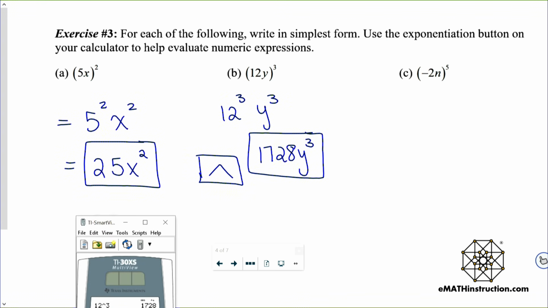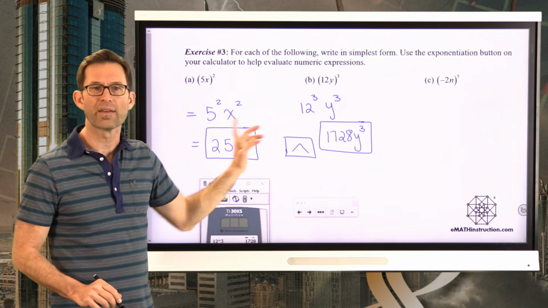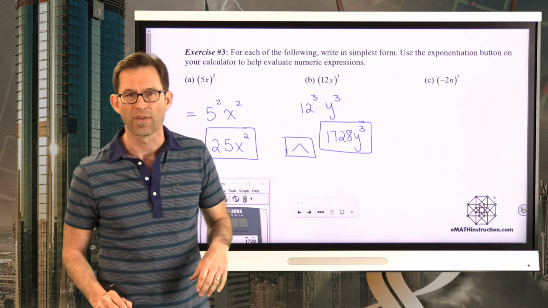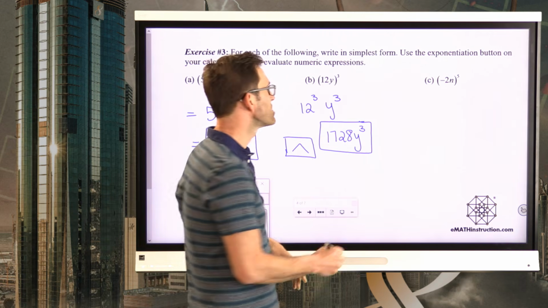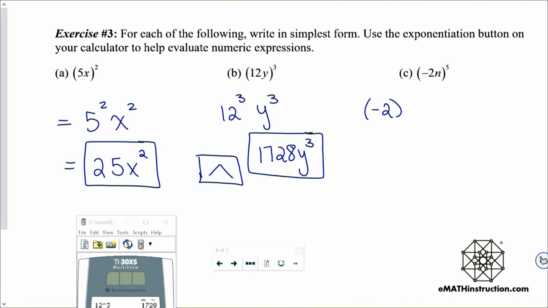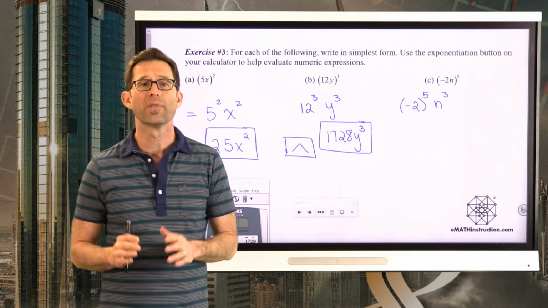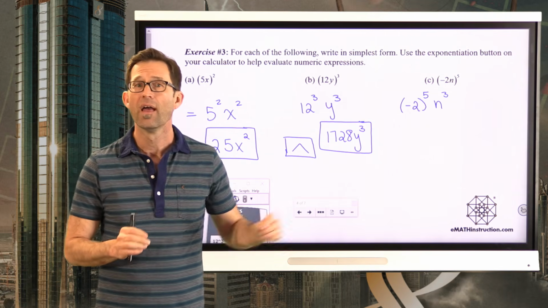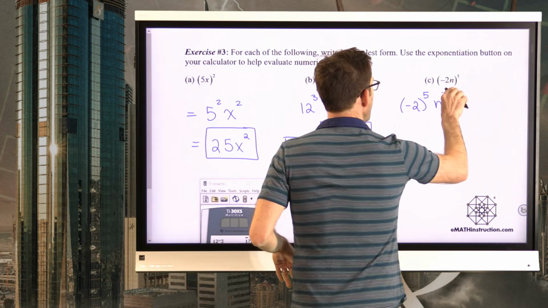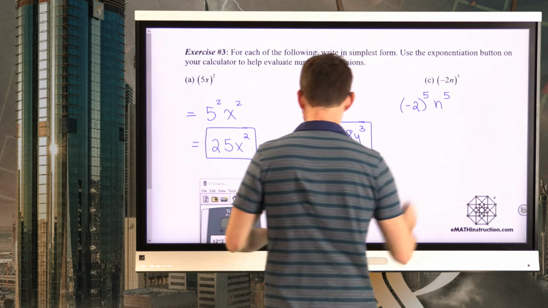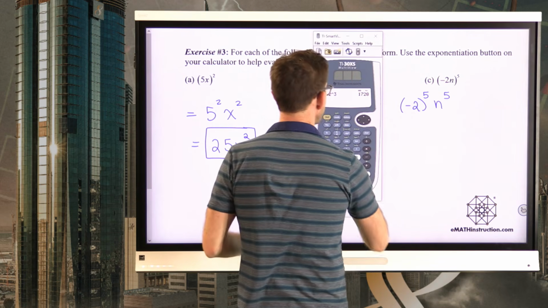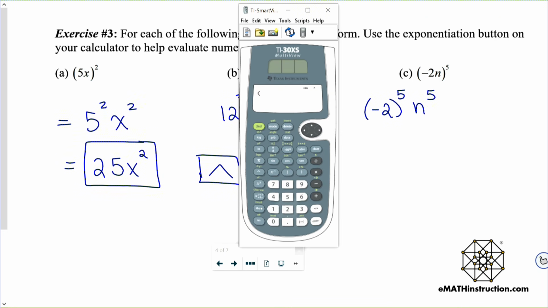Nice. Okay. And finally, letter C. Now notice in these cases, I took that number and I just wrote it with the power sitting there. But here I've got a negative. And in that case, it's really kind of critical that you write this down. All right, -2 in parentheses raised to the fifth, then times n raised to the fifth, okay? And then when I'm trying to figure out what that -2 to the fifth is, I'm going to use parentheses on my calculator. I'm going to put -2 in, I'm going to raise it to the fifth, and I'm going to get -32.